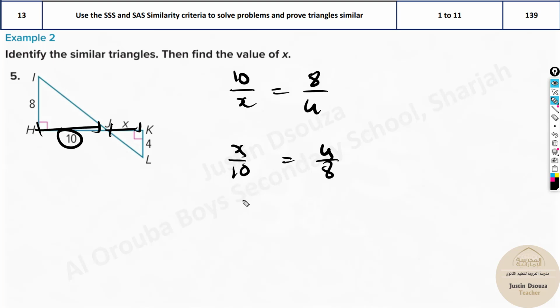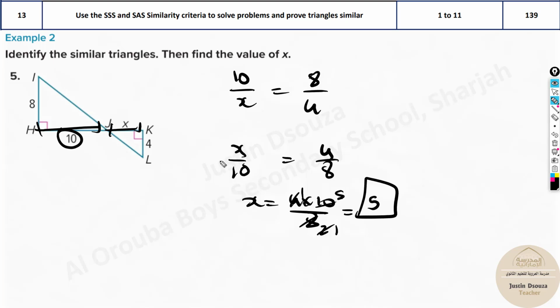Now I'll just take the 10 to the other side. x equals 4 times 10 by 8, that is 4, 1 time, 2 times 2, 1 time 5. Answer is 5. x value is 5. Or you can directly put this in the calculator and solve.